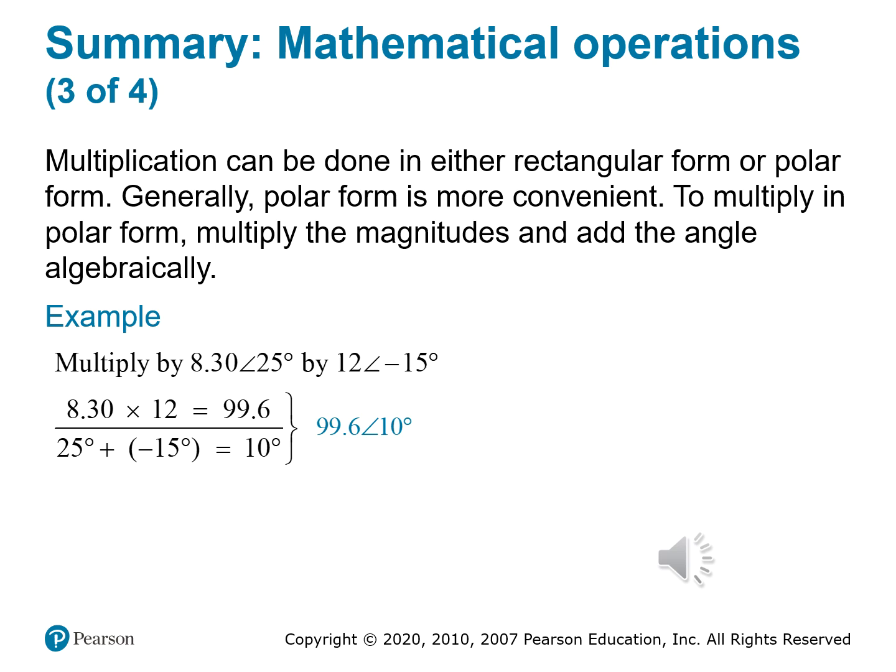So the magnitudes in this case are the 8.30 and the 12. We can multiply those two together and we end up with the value of 99.6. The angles here are 25 and negative 15. So we can add those together. 25 plus minus 15 gives us 10 degrees. And so we end up with the final result of 99.6 magnitude at an angle of 10 degrees.